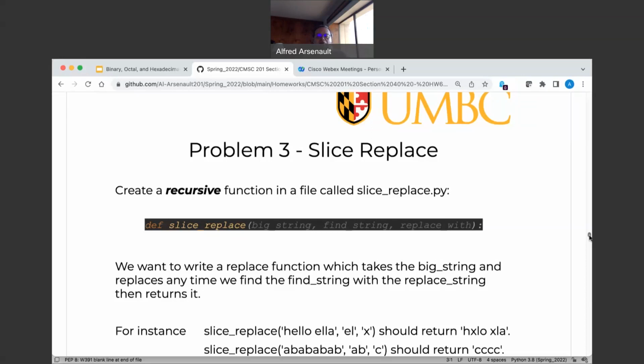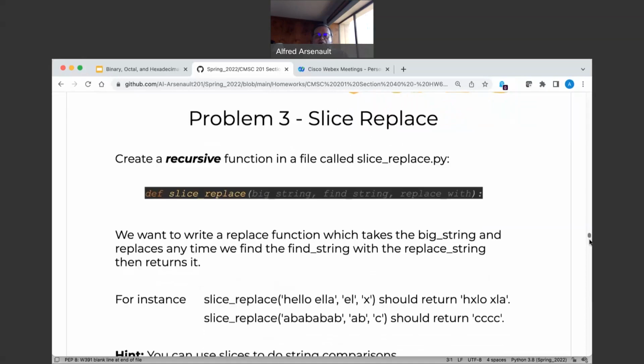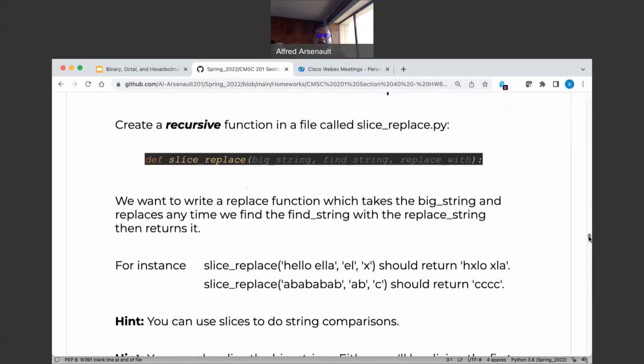So let's talk about how you do this. Now, the function takes the big string and goes through it character by character. And anytime we find the find string in the big string, we replace it with the replace string. For instance, if I run slice_replace on the string hello Ella, and I look for an EL and I want to replace an EL with X every time it occurs, what you see on the line here is the response. You would go the H, the E, the L. Hey, that matches the EL. Replace that, it becomes HXLO. Continuing on, the EL in Ella will be matched and replaced with an X.